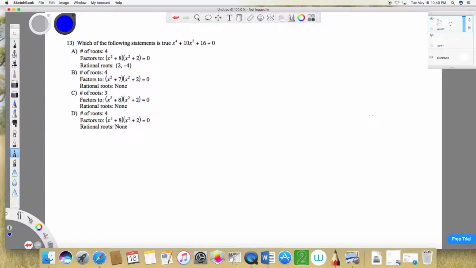All right, so let's take a look at this equation. It says which of the following statements is true? And it gives us a polynomial equation, x to the fourth plus 10x squared plus 16 is equal to 0.